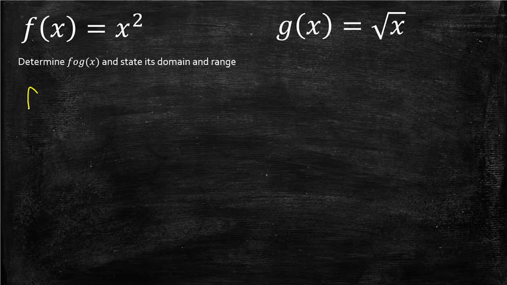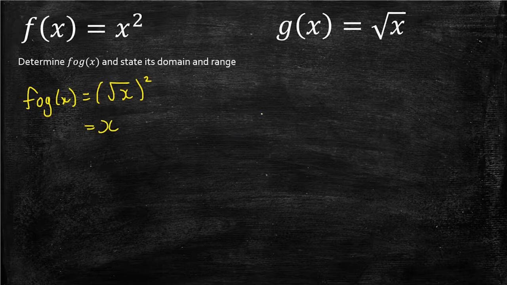Again, I'm not going to write it out as much as time. F of g of x means we're going to put the g function into the f function. So this becomes the square root of x all squared, which is x at this point in time. So we can assume that it's going to be a linear function. Let's just look at what happens when we do the domain and range now.